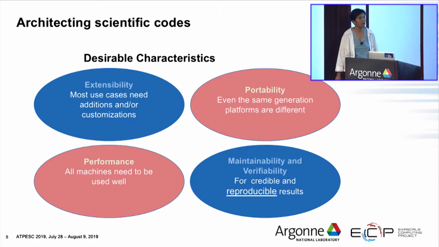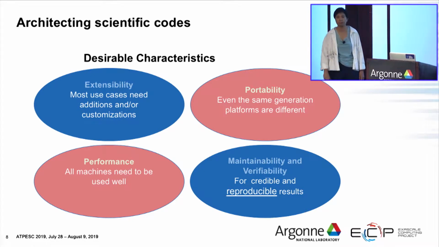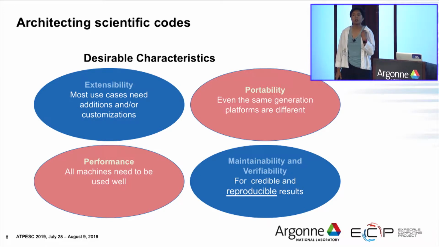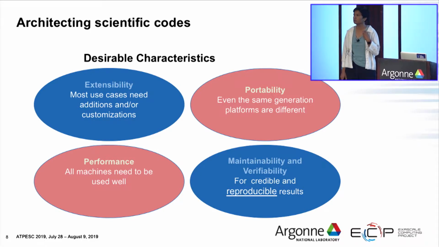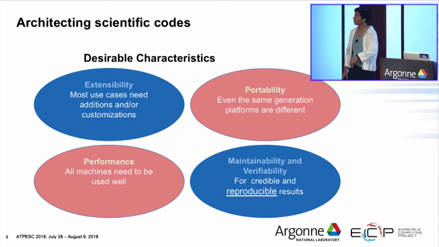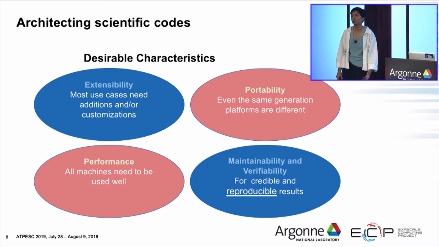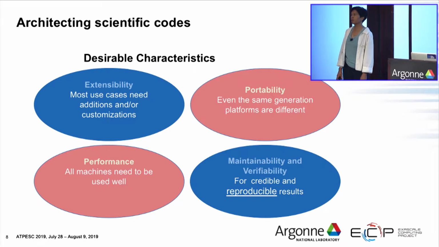So in architecting such codes, the desirable characteristics that we have are extensibility, because in 20 plus years of having been associated with scientific computing, I haven't known a single simulation where some customization of existing code was not needed. There always are customizations going on. And then portability, because it has always been the case, but it's even more true now, that even the same generation platforms are not identical.